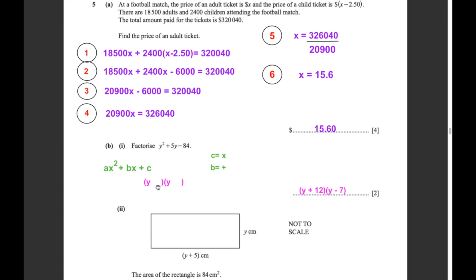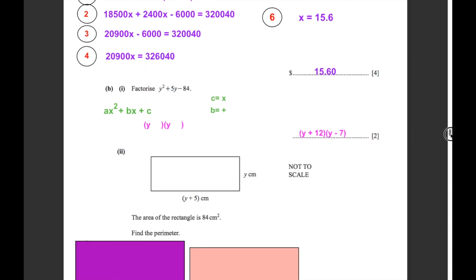So you'll end up with this, and then you'll simply add the positive 12 and the negative 7. That's how you factorize it, and then you want to check if your answer is correct. You can always expand it, so y times y, y times negative 7, and so on, and you'll see it'll give you the same answer. So let's move on.